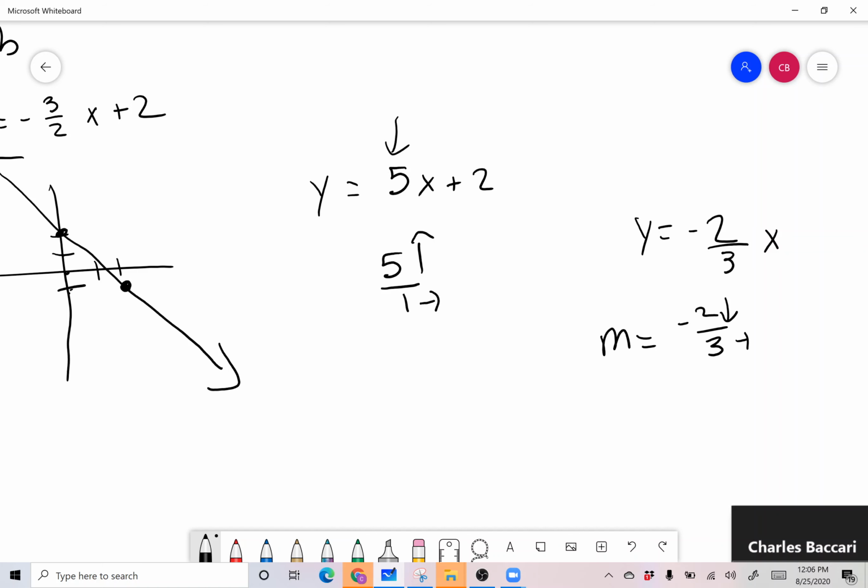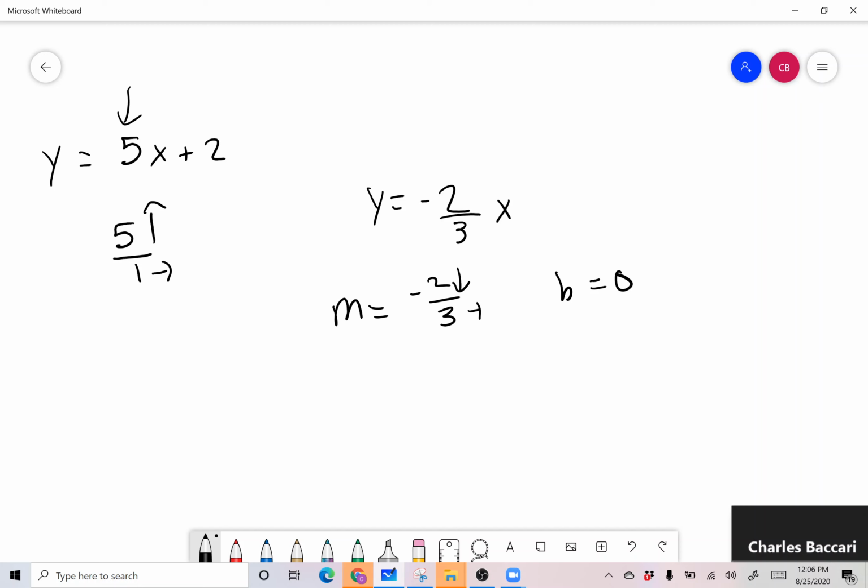b here is 0. There's no variable being added, so that means the y-intercept is 0, so that means the origin, right dead in the center. So we go down 1, 2 over 1, 2, 3 and put our point, and we can graph. So I hope this helps, guys.